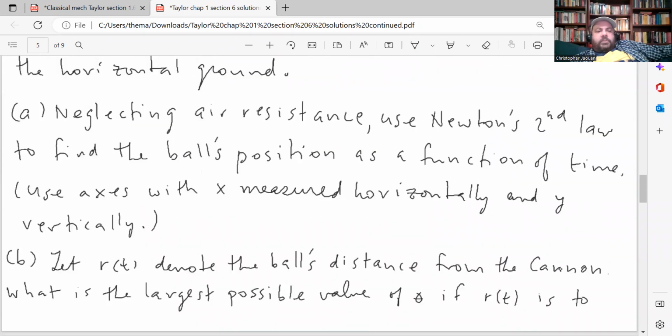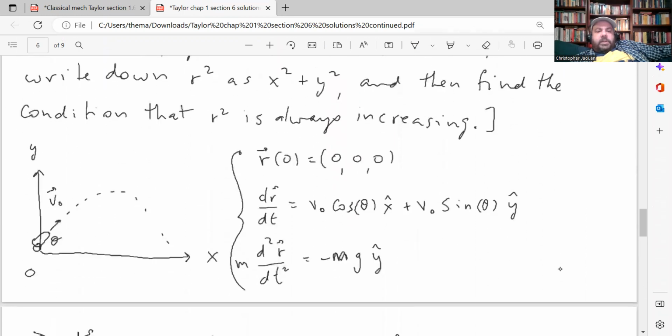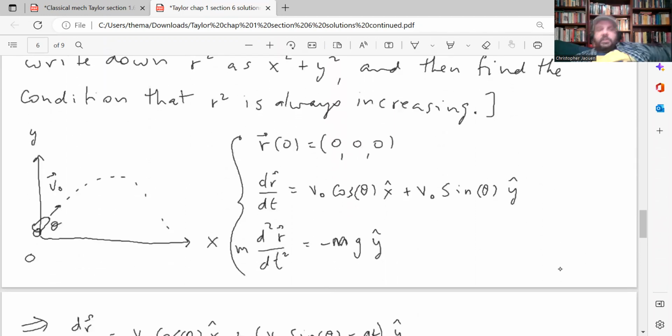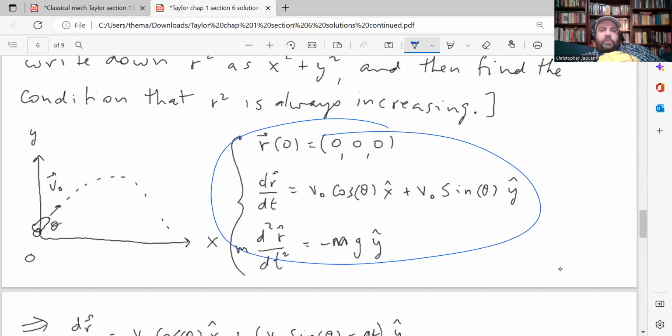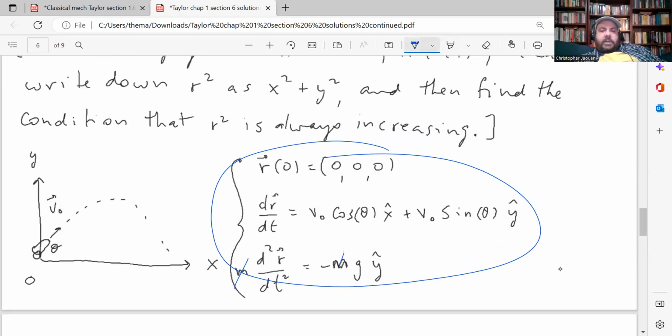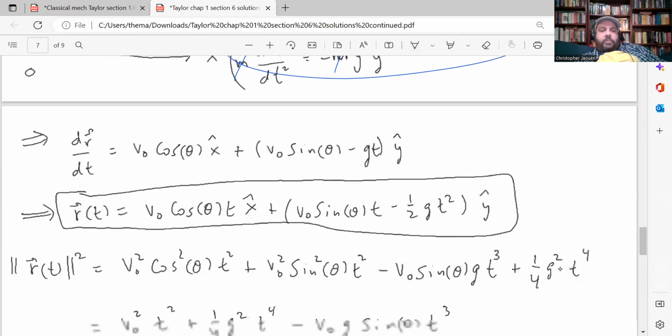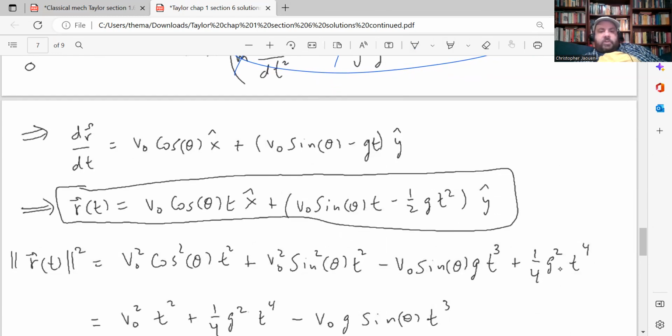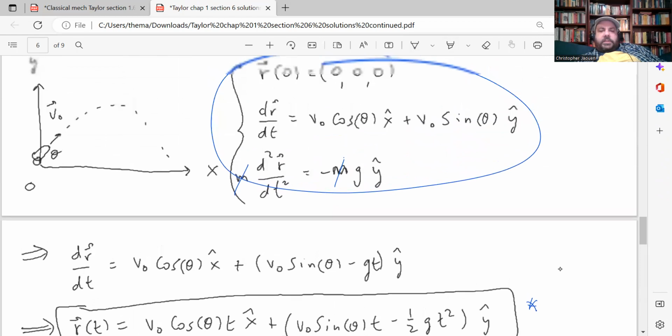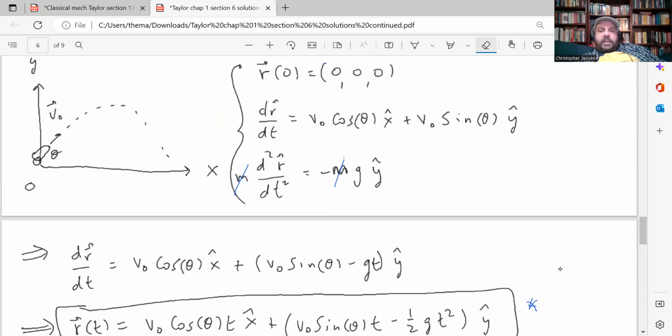So part A, they want us to find the ball's position as a function of time. Just drawing the picture, this is very similar to the other ballistic motion problems that we were just doing. It's nothing complicated. It's exactly the same procedure. So start by writing out everything you know, set up your Newton's second law to get your differential equation. You can divide out by m here again, and then just solve for the position function using the method that we've been using all along, right? And you get this. Okay, the hard part is part B. So let's now go to part B and see how to solve that.